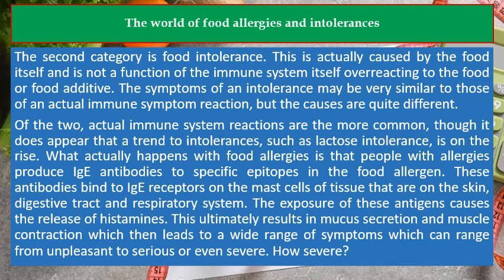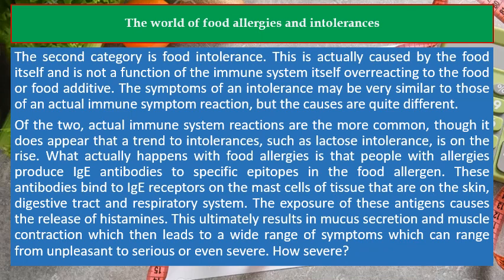The symptoms of an intolerance may be very similar to those of an actual immune system reaction, but the causes are quite different. Of the 2, actual immune system reactions are the more common, though it does appear that a trend to intolerances, such as lactose intolerance, is on the rise. What actually happens with food allergies is that people with allergies produce IgE antibodies to specific epitopes in the food allergen. These antibodies bind to IgE receptors on the mast cells of tissue that are on the skin, digestive tract and respiratory system. The exposure to these antigens causes the release of histamines.